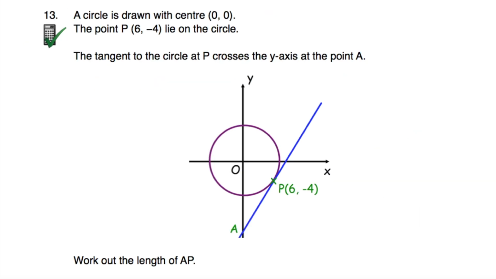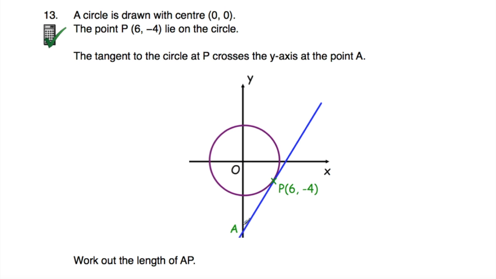Okay, let's have a look at our next question, question number 13. Question number 13 says a circle is drawn with center 0, 0, so the origin, and we're told that the point P, which has got coordinates 6, -4, lies on that circle. And a tangent to the circle at P crosses the y-axis at this point A. And we've been asked to work out the length of AP. So we want to find the length of AP.